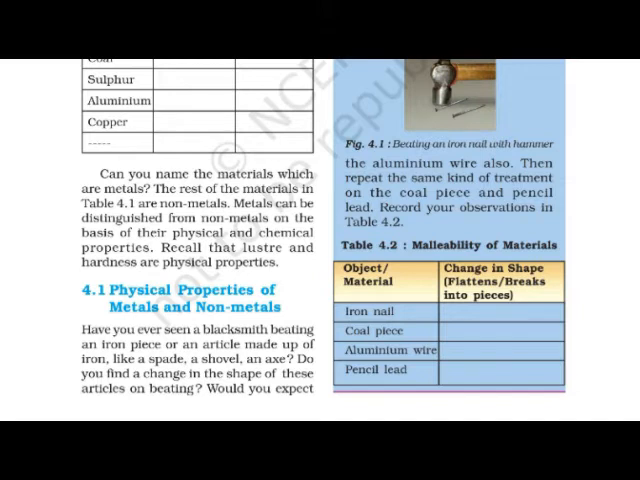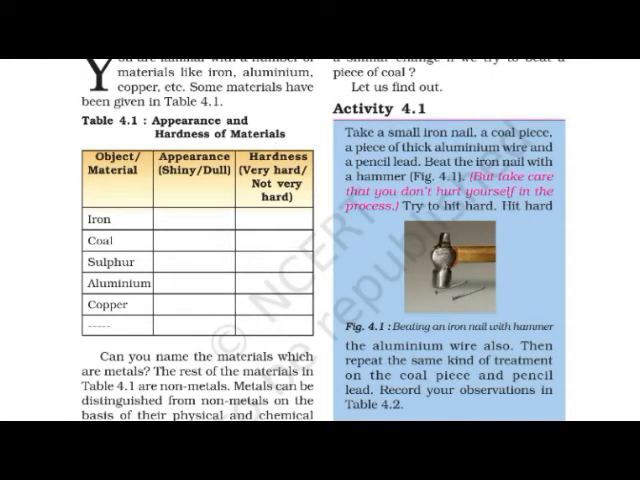Actually, we know that the blacksmith works very hard to give the desired shape, the desired structure, to the iron. Whenever he beats, the given material can be shaped into another object. Why is it so? Because when he hits the material, it changes its shape. So can you repeat the same activity with the coal?